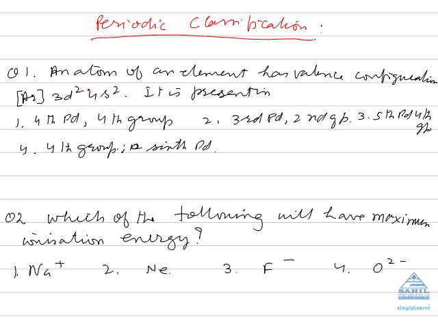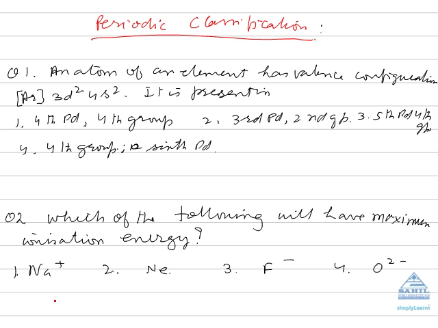So here is a question: an atom of an element has valence configuration argon 3d2 4s2. It is present in, the choices are: fourth period, fourth group; third period, third group; second group, third period; second group, fifth period; fourth group; or fourth group, sixth period.